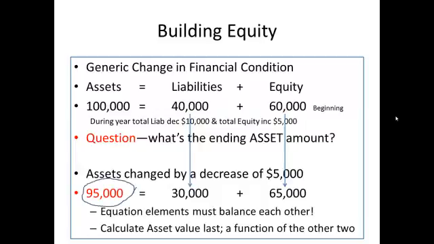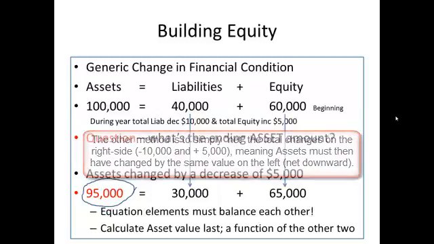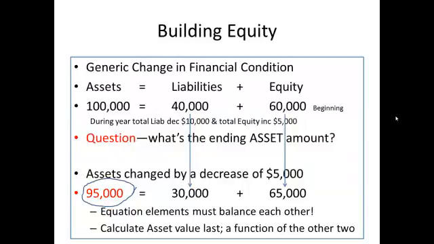We can see that it can be arrived at by two ways. One, just by bringing in the ending position of liabilities from 40, a decrease of 10 down to 30 at year end. Equity beginning of 60, increase of 5 up to $65,000, and then simply balance the equation. 65 plus 30 on the right equals $95,000 of assets on the left. Again, in this position, assets is calculated last. It must balance the equation.